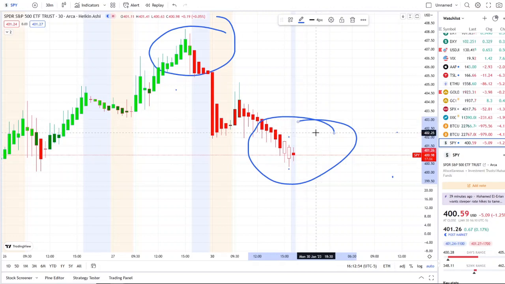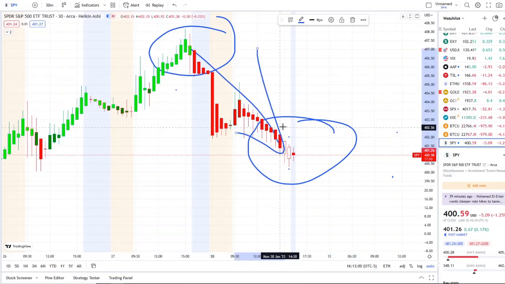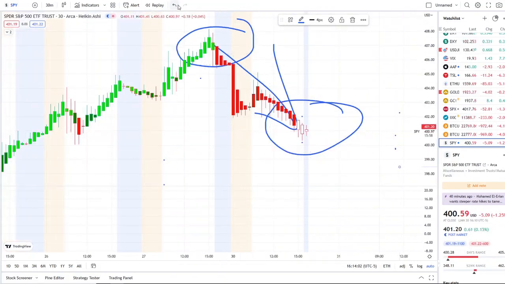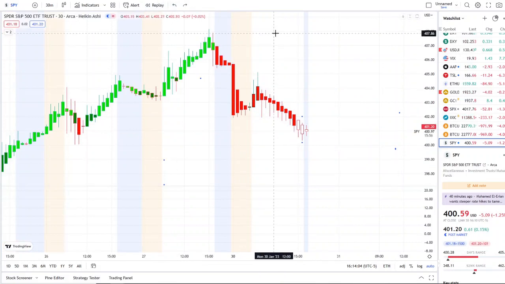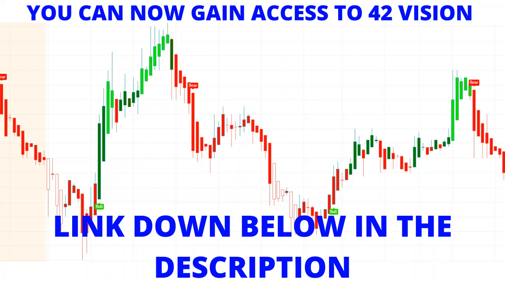And if it's your first time coming across the channel, this is 42 vision, which allows us to see the dips from the rips and the rips to the dips and where the strength and weakness lies within the charts, as well as we use our bull and bear indicators and inflow versus outflow as an extra layer of confirmation, which I'm going to pull up here.